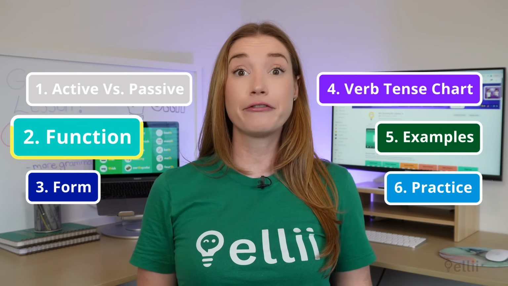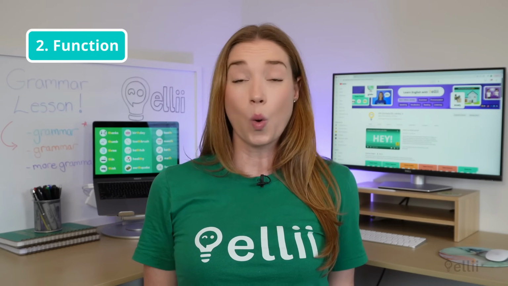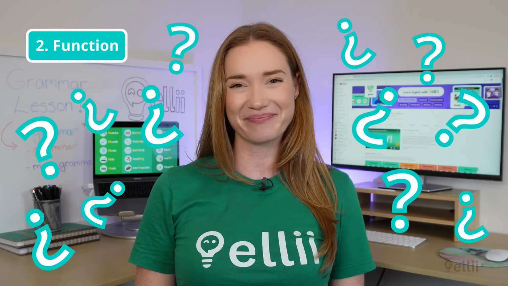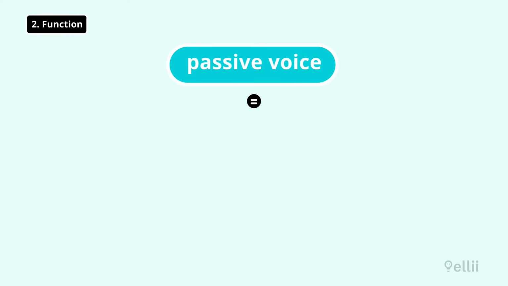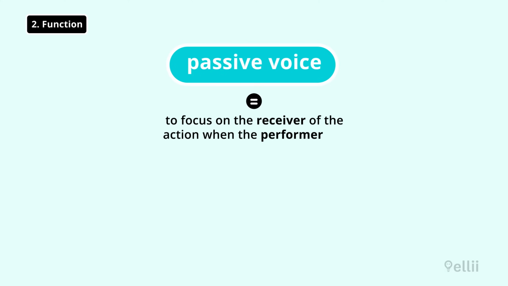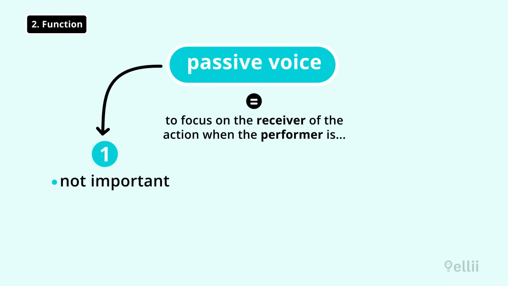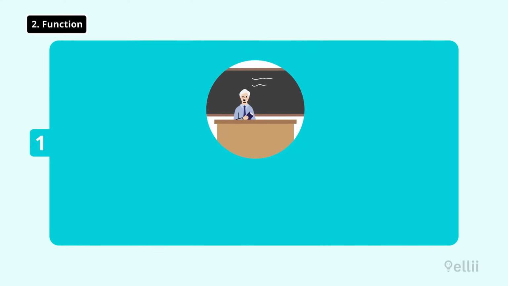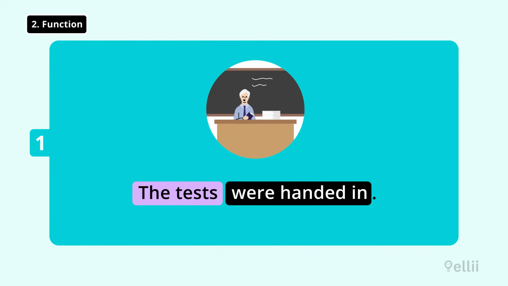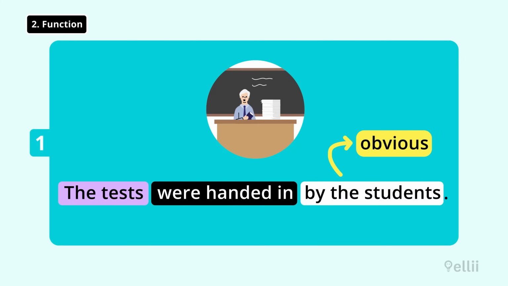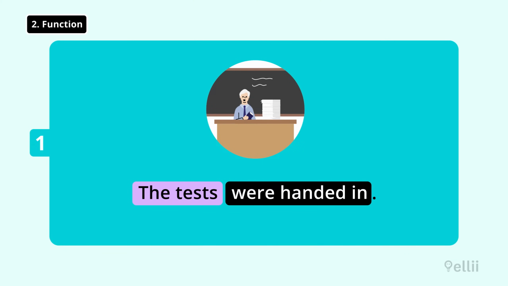Now let's talk about the function of the passive voice. Why do we use the passive voice in English? There are two cases where we want to focus on the receiver of the action. First, it might not be important to know who performed the action. It might only be extra information, or it might be so obvious that we don't need to say it. For example, if we said, "The tests were handed in," it's pretty obvious that it was by the students. You can drop that information if you want.